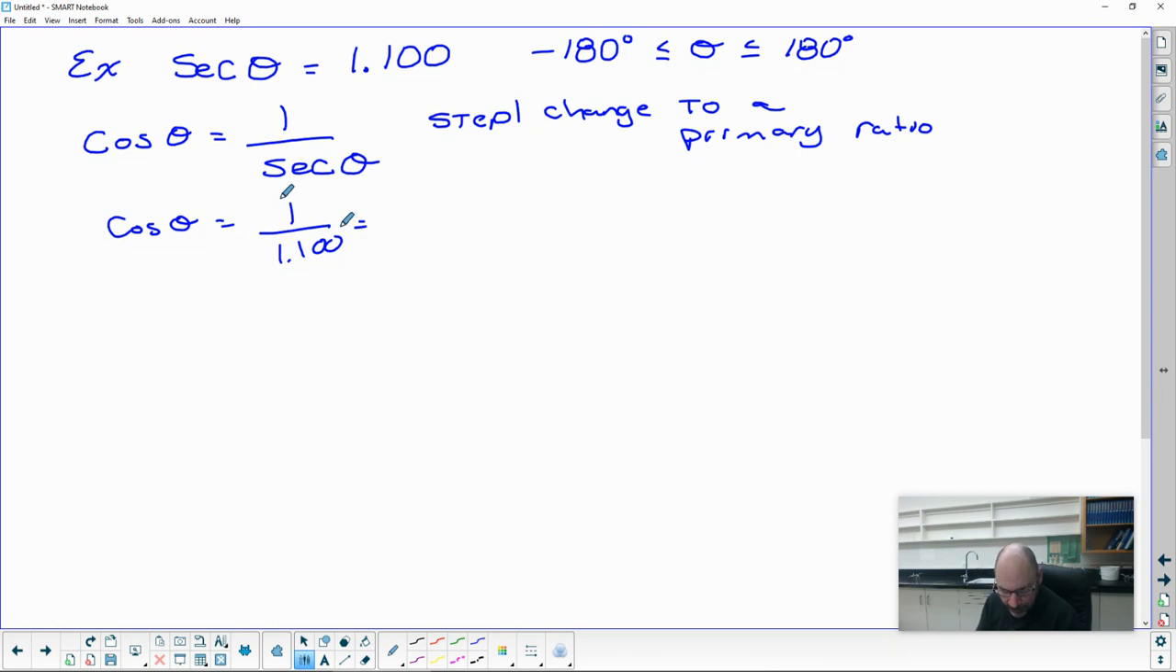So 1 divided by 1.1, I get 0.9090. So we'll go 0.9091 if we round it up. Okay, and then now what we're going to do is inverse cosine. So step 2 is cosine inverse.